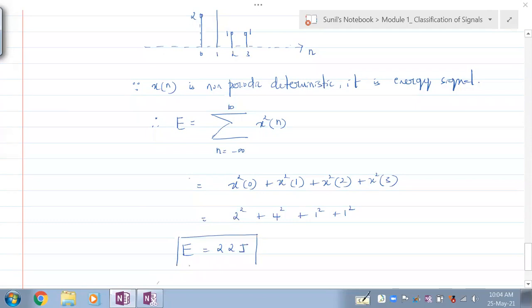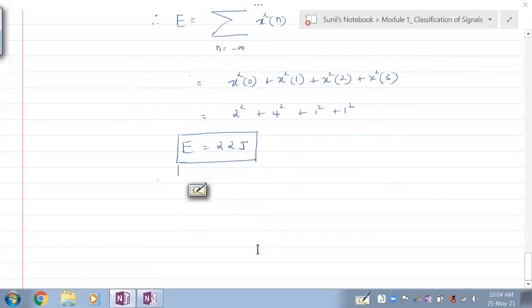So what we have analyzed is correct. This is an energy signal because the energy is finite, between zero and infinity. That means it's a finite value. Understand that? So let's go with B.